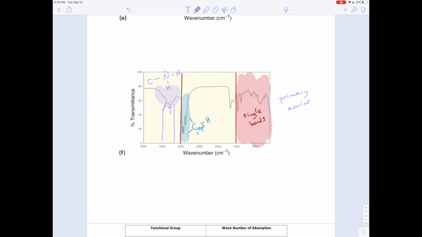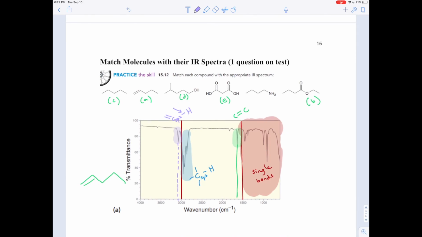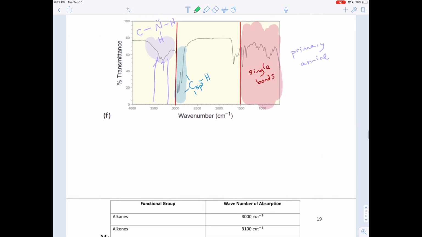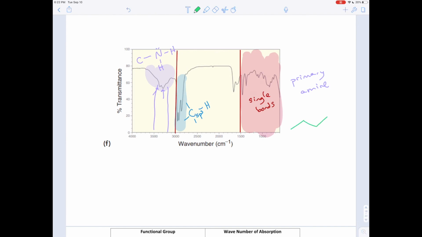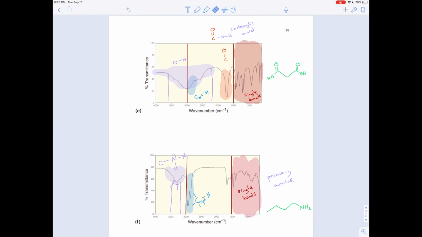So we'll go back and we'll see which of the molecules they gave us has a primary amine in it, and it is this last one here. So we've got 4 carbons and then a primary amine at the end. So this nitrogen is only bonded to 1 carbon, so it's a primary amine. And that's in practice with matching IR spectra with different molecules.